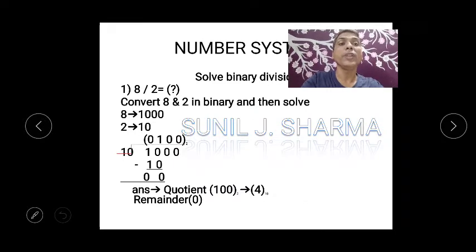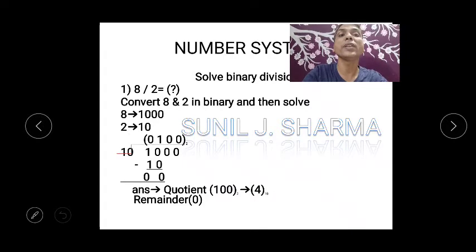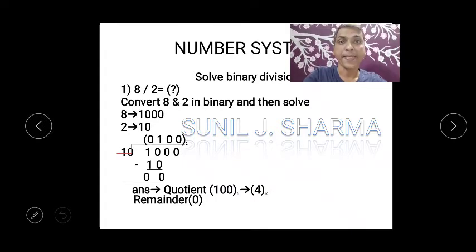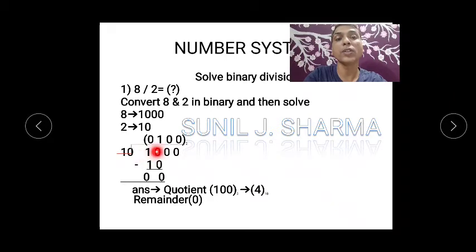Okay, now we have to go with division. I think a similar thing is there, division also. Now here you can see that 8 divided by 2. So 8 has to be in binary, 2 has to be in binary. So 2 divided by 8. See, since this number is smaller, this is 1, this is 2, that's why I have written 0 here.